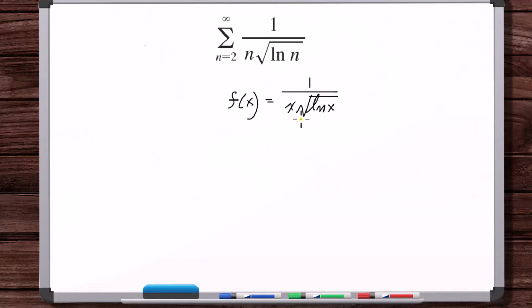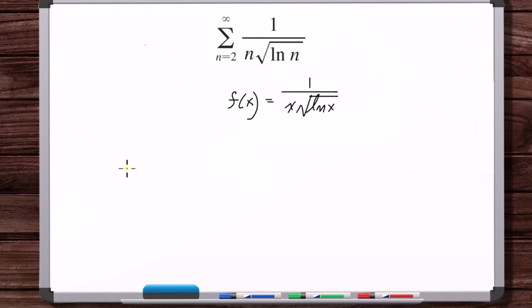It's continuous going from 2 to infinity. It also needs to be positive, and it's always positive. And it also needs to be decreasing. We can see it definitely is decreasing because this only gets bigger: 1 is constant and this just gets bigger. So, all right, we can do the integral test.